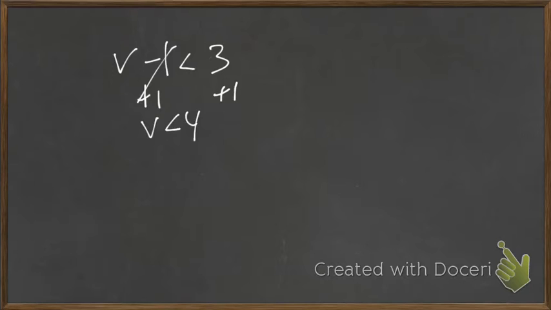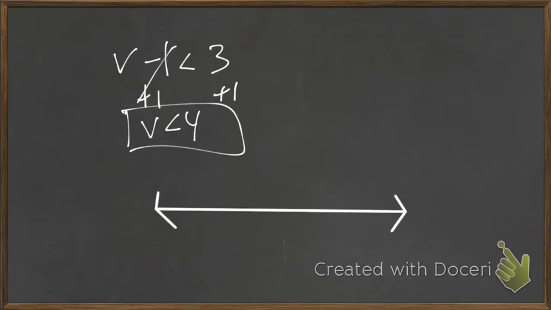All right, so for number 6, v minus 1 is less than 3. How do I get rid of minus 1, everyone? Plus 1. So v has to be less than 4. The most common wrong answer was v magically was greater than 4. Make sure that you're keeping your symbol, right? So greater than 4, just to practice graphing.